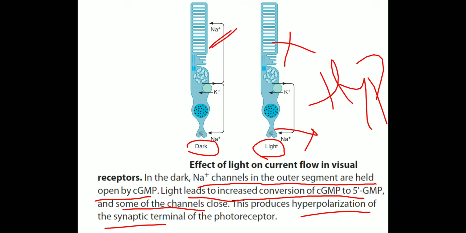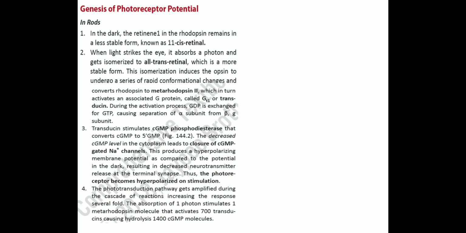Sorry. So here, once the eye is becoming hyperpolarized, the release of glutamate is basically getting decreased. This is what they are trying to explain here. So the photoreceptor becomes hyperpolarized on stimulation.